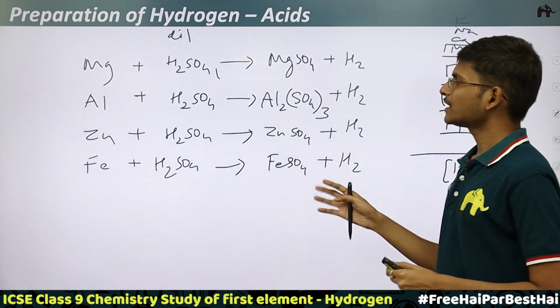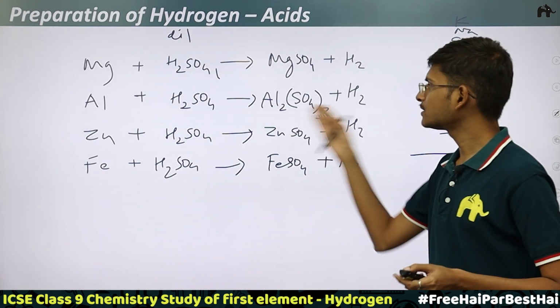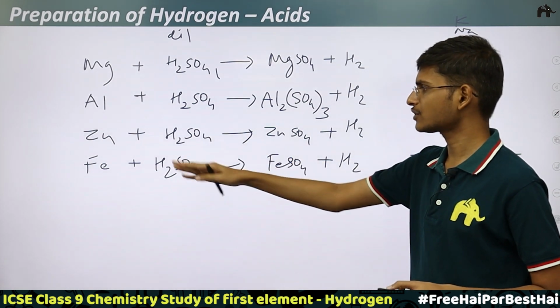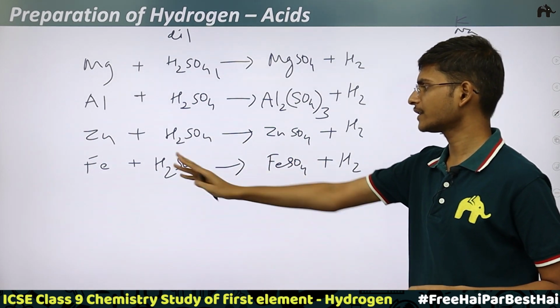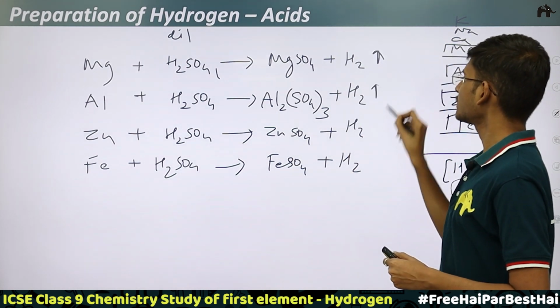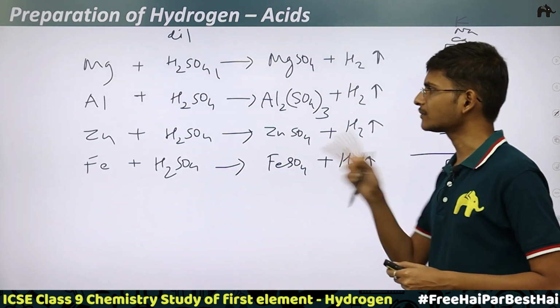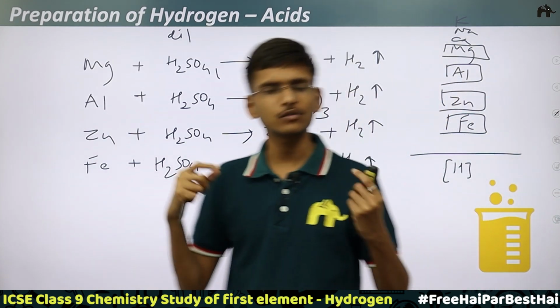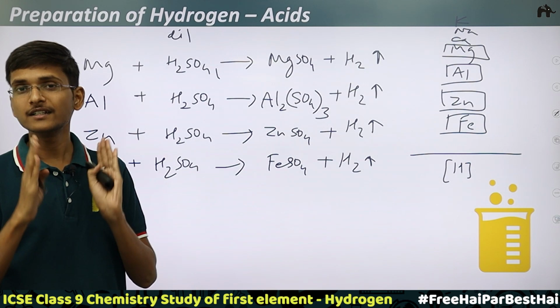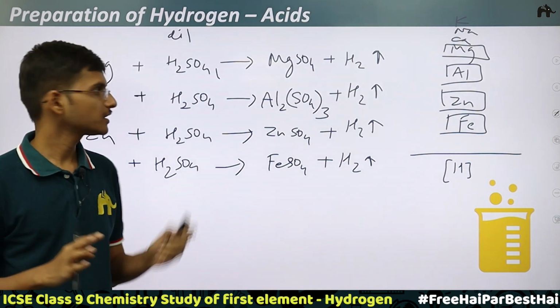If they are not balanced, you have to balance them. This is the one which is unbalanced. The rest I think are all balanced. Zinc sulfate, hydrogen, iron sulfate or ferrous sulfate, hydrogen. Clear? So in this manner, we produce hydrogen gas from these metals by using dilute hydrochloric acid or by using dilute sulfuric acid. Got the point?